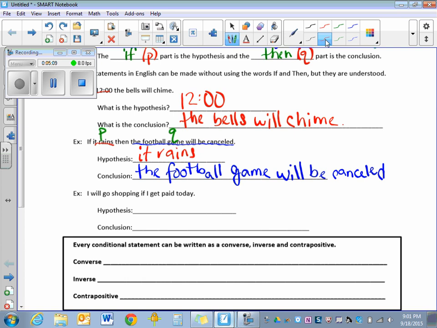So our hypothesis here is actually I get paid today. It's still that part that comes after the if. Okay, so then our conclusion, well, if I get paid today, what's going to happen? I will go shopping. So my conclusion is I will go shopping.